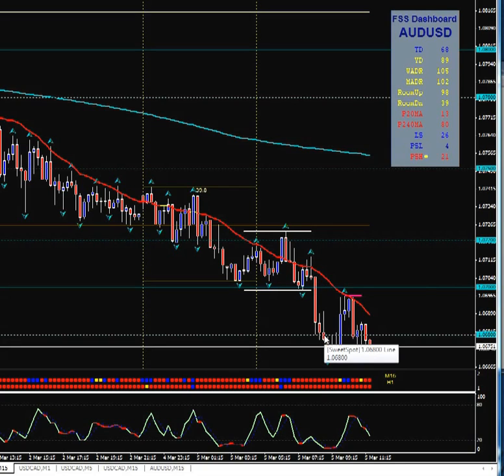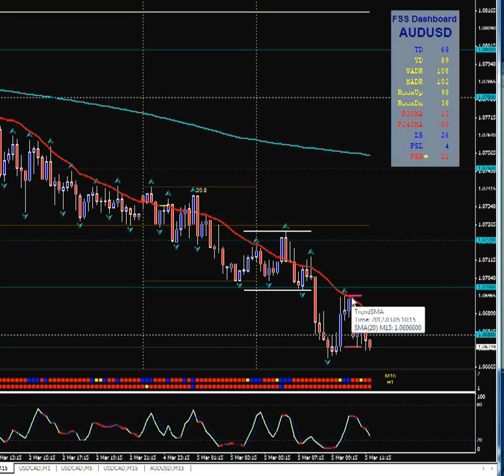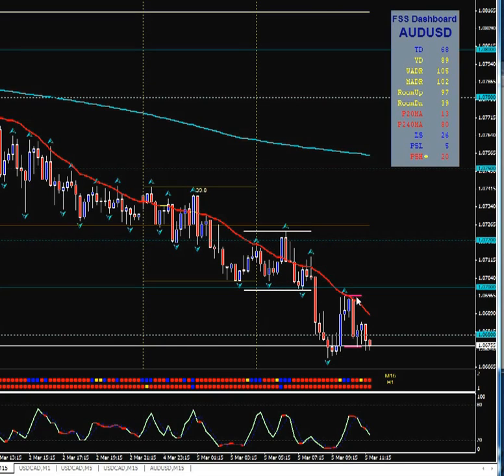The purple lines are the 1-hour high and low, more short term. So the key levels indicator gives you yesterday's high and low in yellow, the 4-hour high and low, and the 1-hour high and low, which is in purple. 4-hour high and low in white.